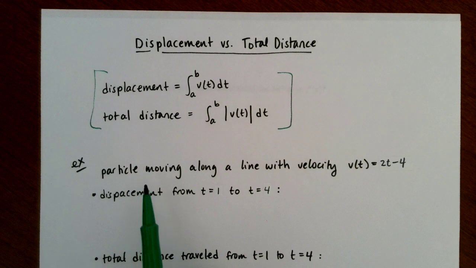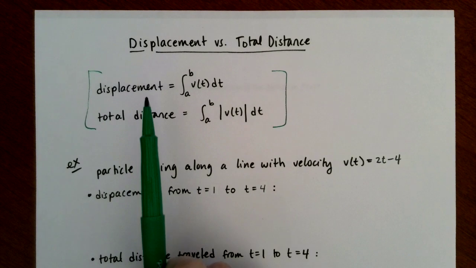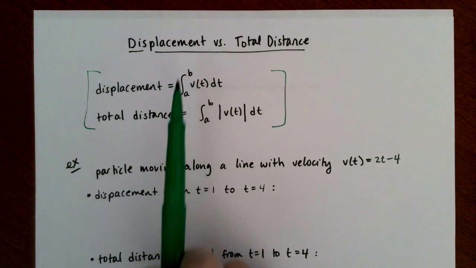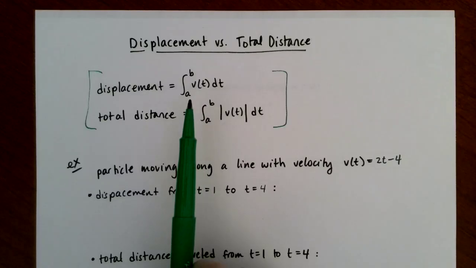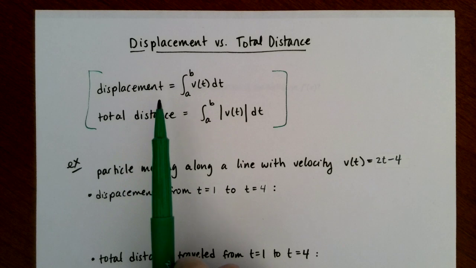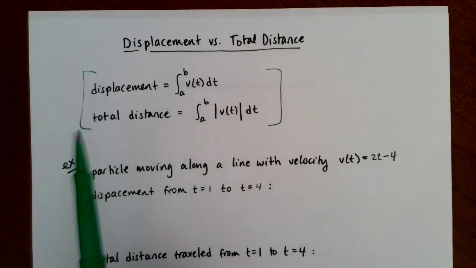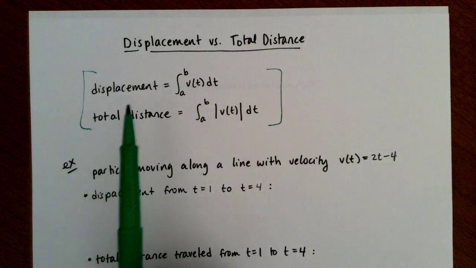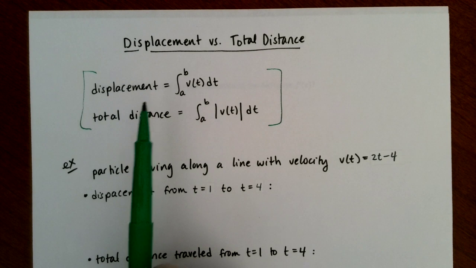So if you have v of t, the velocity function, the displacement of the particle between time A and time B is just the definite integral of the velocity function on that time interval. So what we mean by displacement is just the difference between where you ended and where you started. So for example, if the particle was moving all around during the time interval and then landed back where it started, its displacement would be 0, even though it traveled around a bunch.